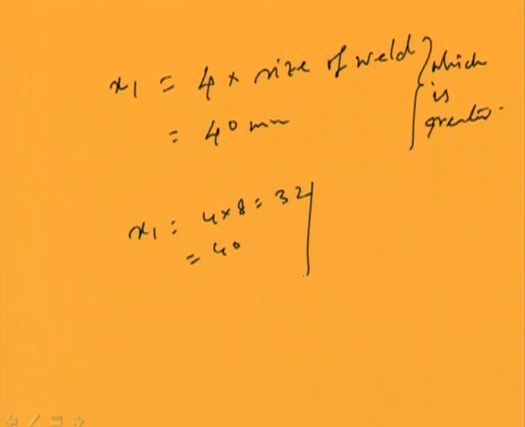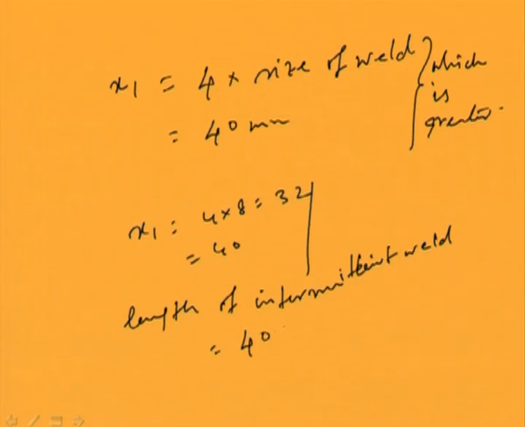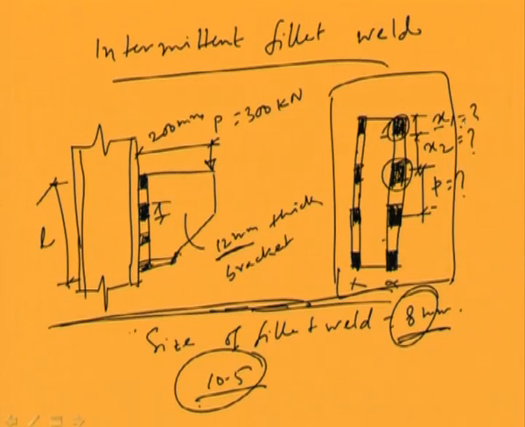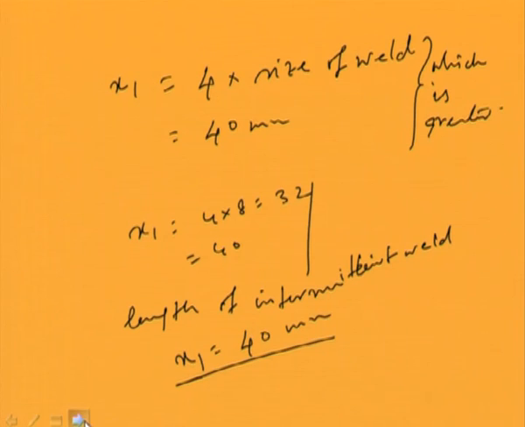So what we will do? We will consider the length of intermittent weld as 40 mm, which is denoted by x1. So this is fixed now. So what we did, this x1 is 40. Now other things we have to decide.